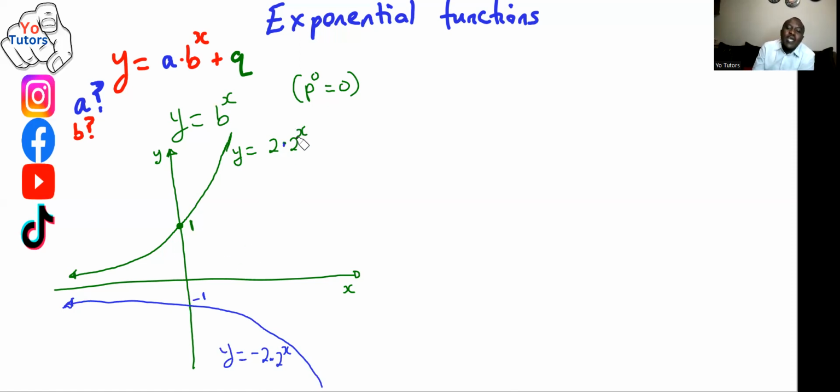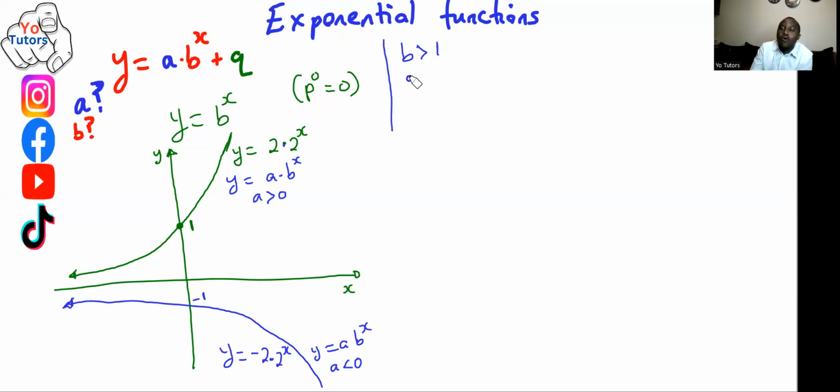What about if we change the value of b? This is the form y equals a times b to the power x, where a is greater than 0 in this case, and in this other case a is less than 0. So y equals a b to the power x, but a here is less than 0. What about if we talk of b now? What will happen? b can either be above 1 or between 0 and 1. In this case, it will be a fraction.